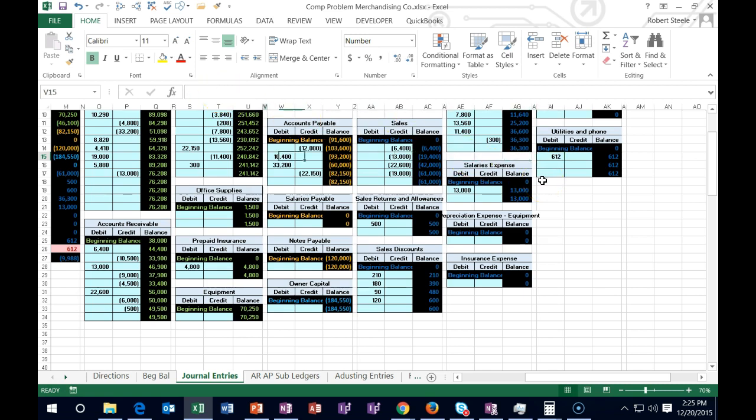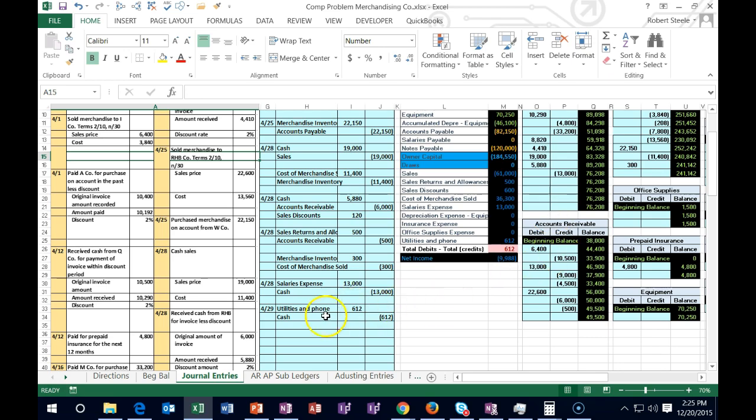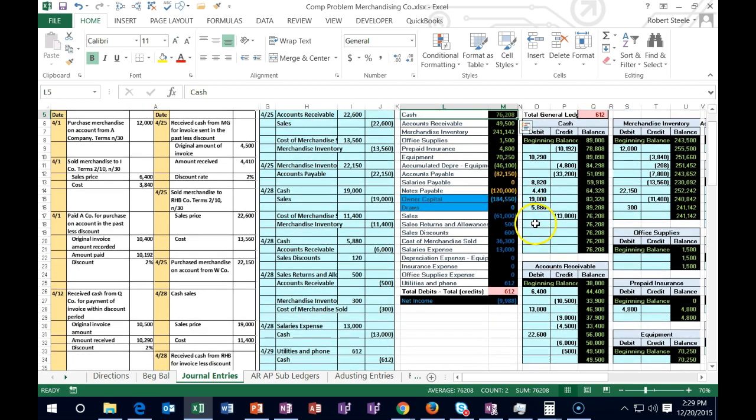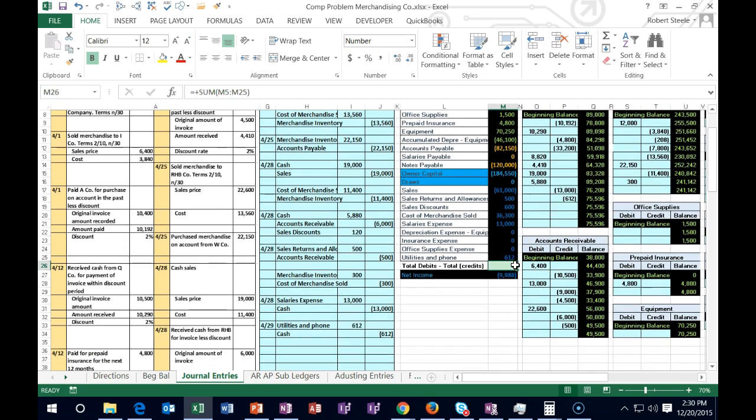Okay, so then let's go back over here. And now we need to record the cash, which should be a lot easier because this is on the first account. So there's the cash account. So here's the general ledger for cash. We're going to credit cash. So I'm in P18, equals, and point to that 612, bringing cash down. All right, so that puts us back in balance here.